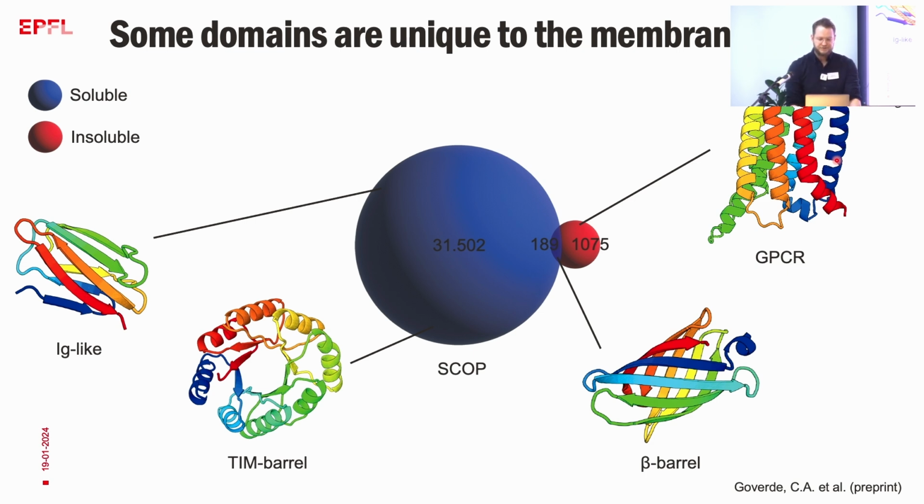And this raises some very interesting fundamental questions. Why don't we see these topologies in the soluble proteome? Is it because the dynamics in the membrane are so different that these proteins cannot exist in the soluble proteome? Or is it just that these topologies have not been explored by nature, or there has not been an evolutionary pressure or the need to develop these protein topologies in the soluble proteome?